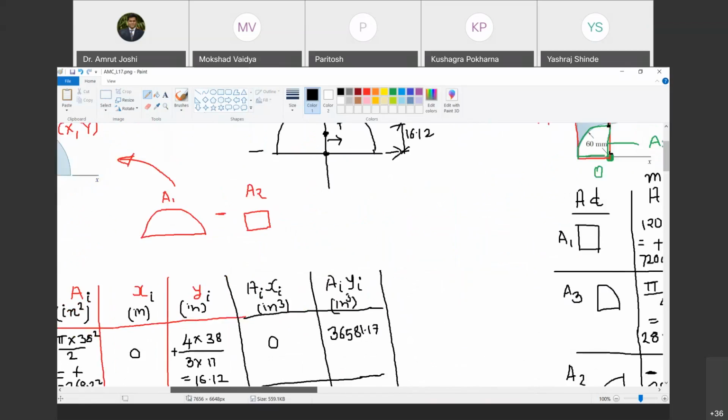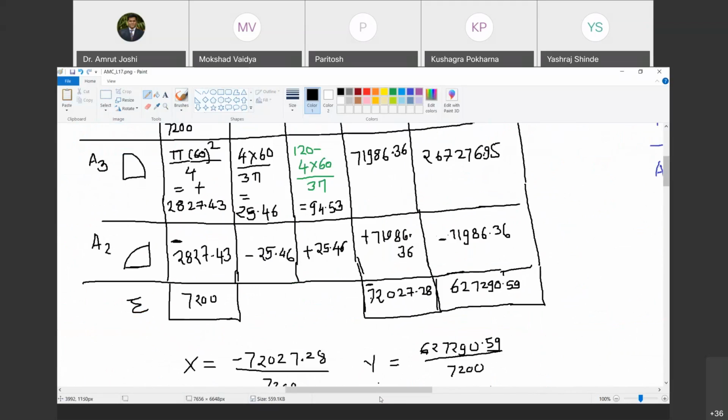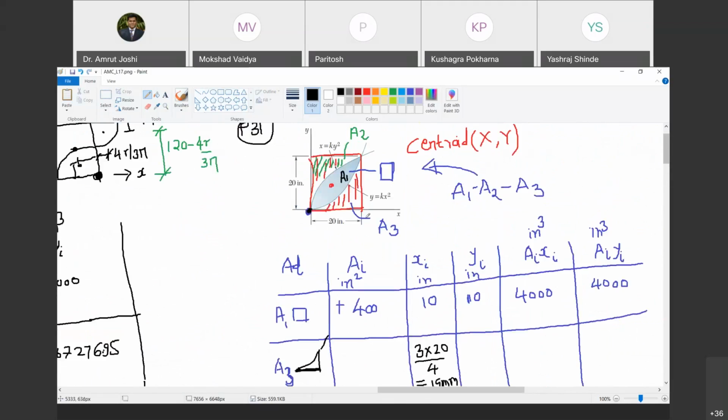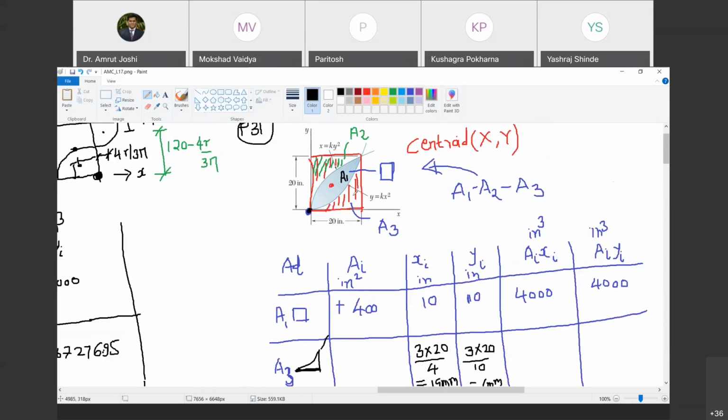So let us have a look at that. y bar is also located from O in the vertical direction, and that is 3h by 10, where this distance is h. Are you with me? Yes, sir. So what is 3h by 10? Tell me. 3 into h, that is 20, by 10. Are you with me? Yes. So this is 6 mm. Happy? And positive because it is here.